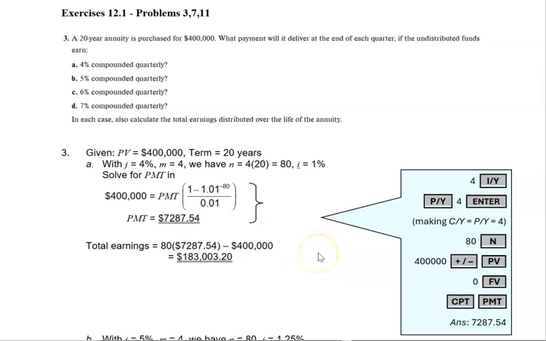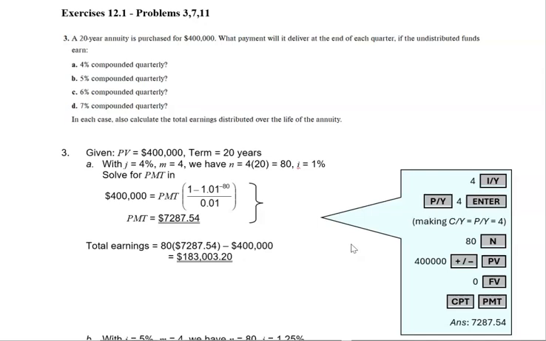So we have 4 I/Y, then we have to go to the second P/Y to be able to put in 4, and make sure that both your P/Y and your C/Y are 4, and then enter. Then you need to come out of the second level again, so you want second, and then the CPT button, which will take you to the quit. Then we want 80 N.